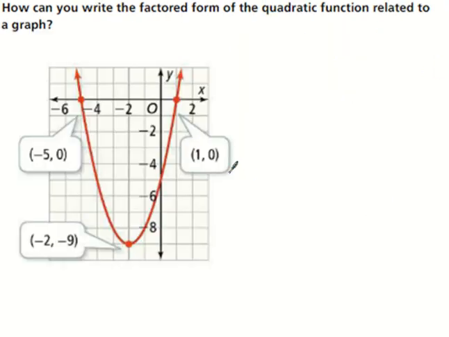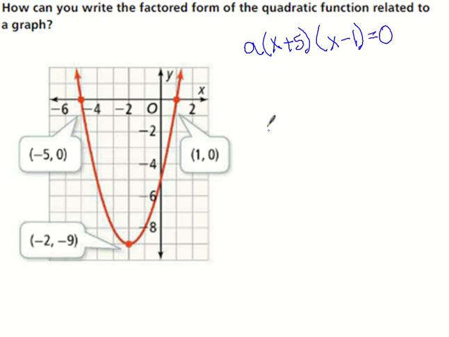So this says, how can you write the factored form of the quadratic function related to this graph? So they gave you the intercepts and they gave you the vertex. Okay, so we need to write the quadratic to solve for this. So we know that this is our x's, right? So we know it's going to be x plus 5, right? We always know it's the opposite. Have you guys noticed that? And we're going to go x minus 1. Now what we don't know is our a. We're going to set it equal to 0.